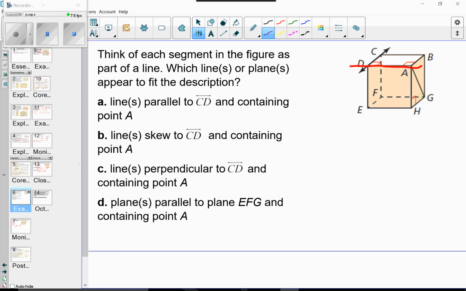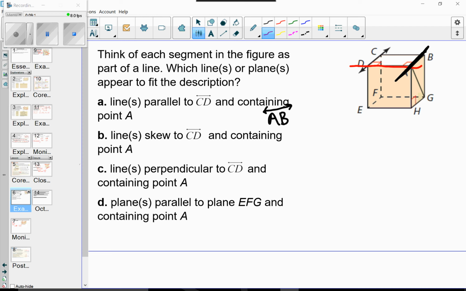A line that is parallel to CD and it contains point A. So again, a line that is parallel to CD and it contains A, I got to go with this one. I'm going to stick with black. So we're going to go with AB. And again, that's line AB. So treat everything like it was a line.